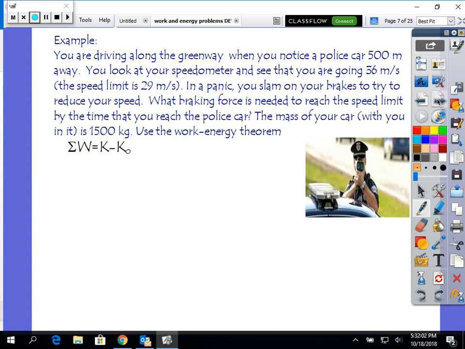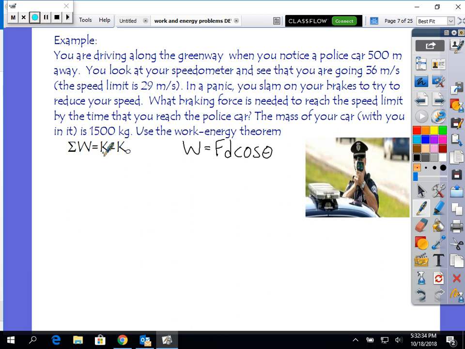The mass of your car with you in it is 1,500 kilograms. Use the work energy theorem. We're trying to find the force, and we know that the formula for work equals F d cosine theta, has force in it. So we're going to use the work energy theorem to find the work, and then we're going to use the definition of work to find the force.